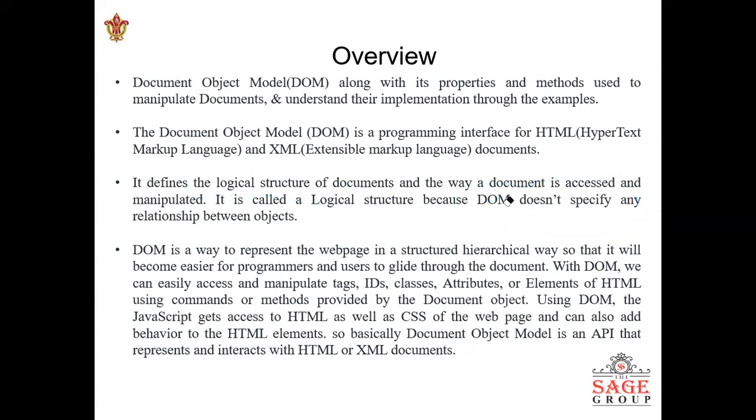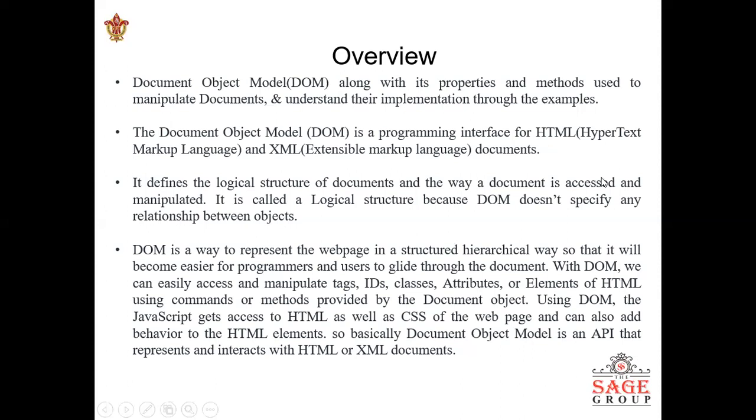Okay, so DOM is a way to represent the web page in a structured, hierarchical way so that it becomes easier for programmers and users to glide through the documents. With DOM, we can easily access and manipulate tags, for example IDs, classes, attributes, or elements of HTML, using commands or methods provided by the document objects. Using this, JavaScript gets access to the HTML as well as the CSS of the web page and can also add behavior to the HTML elements. So basically, the document object model is an API for interacting with HTML or XML documents.